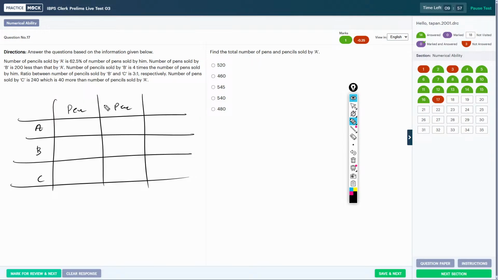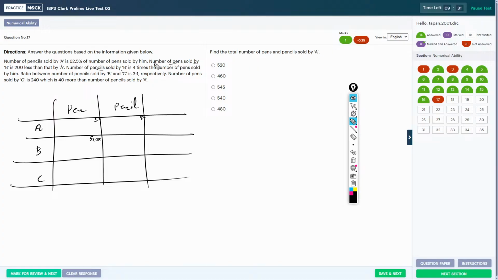Pencils sold by A is the number of pens. If pens is 8, this is 5. Number of pens sold by B is 200 less than that of A. The number of pencils sold by B is 4 times the pens sold by him.